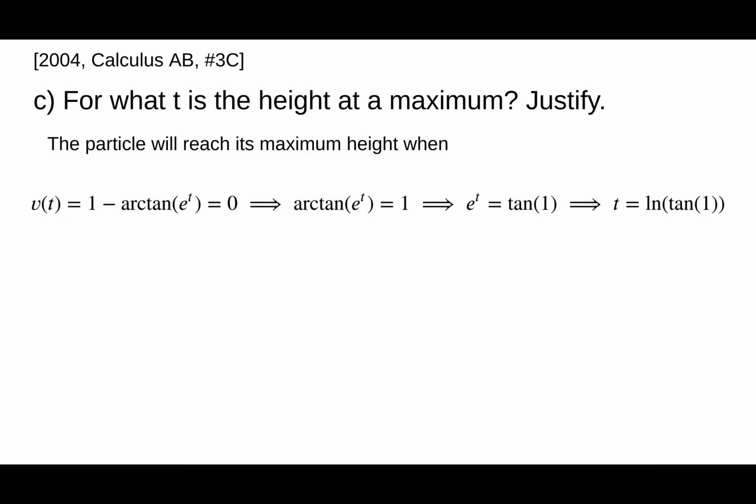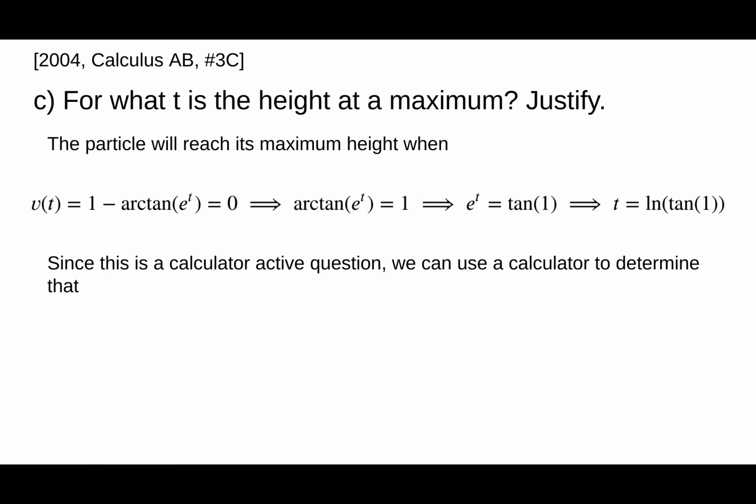If I apply the inverse of arctangent, that would be tangent. So e to the t would equal the tangent of 1, and now I would apply the inverse of exponentiation with base e, which is the natural log. So the value of t that satisfies v of t equals 0 would be t equals the natural log of tangent 1. This is also a calculator question, so we can use our calculator to determine the approximate value of natural log of tangent 1. That turns out to be about 0.443.